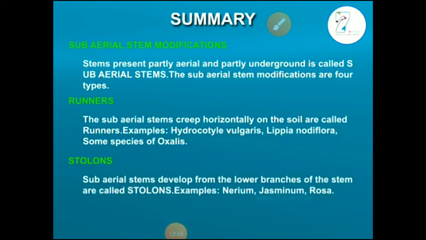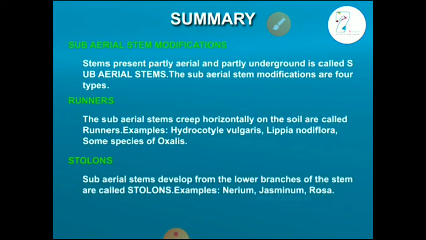Let us revise the summary. Subaerial stem modifications. Stems present partially aerial and partially underground are called subaerial stems. The subaerial stem modifications are 4 types. They are runners. The subaerial stems that creep horizontally on the soil are called runners. Examples: Hydrocotyle vulgaris, Lippia nodiflora, some species of Oxalis.